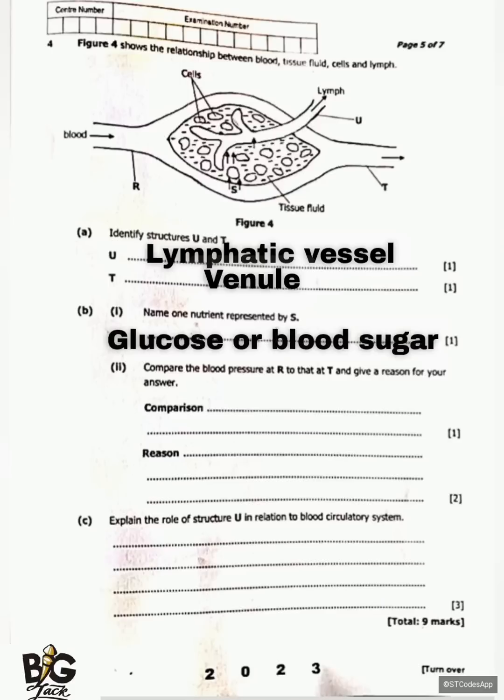Then Roman numeral 2 is saying, compare the blood pressure at R to that at T and give a reason for your answer. So now, as for part R, this one here, it is called the arteriole.